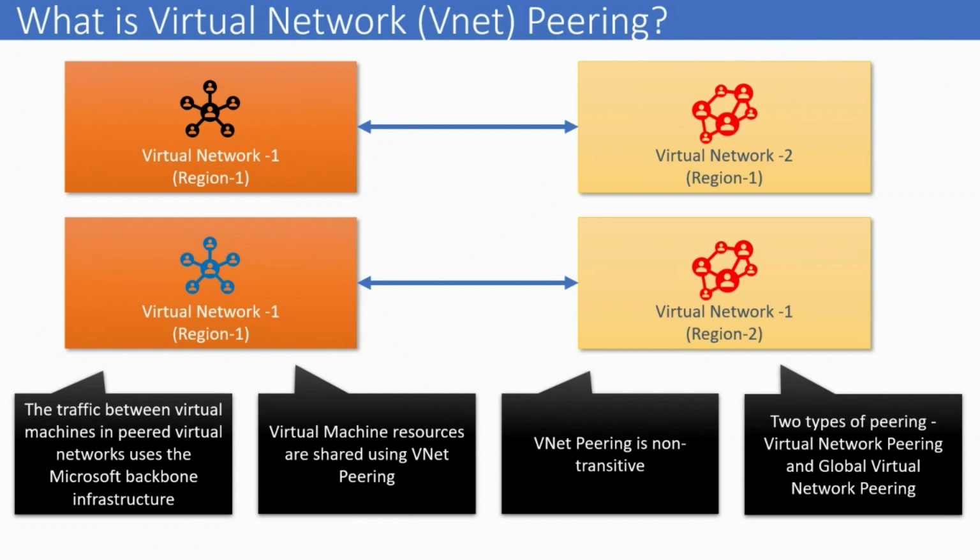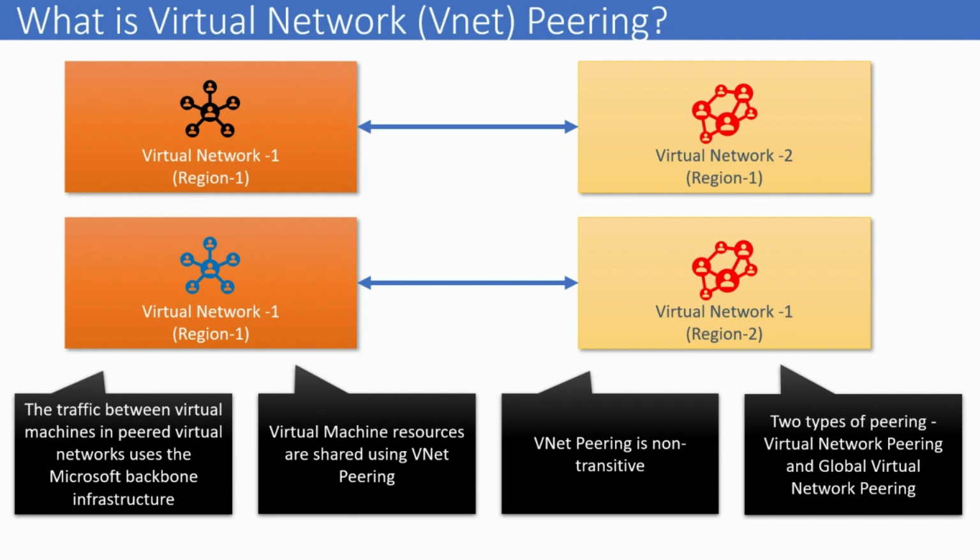If you see the diagram in this slide, at the top leftmost one we have two different virtual networks connected in the same region. The second diagram down below shows two different virtual networks connected in two different regions. VNet peering is a process of connecting two different networks, either in the same region or in different regions, so that they can share the resources within the virtual networks. The connectivity between the virtual networks is through Microsoft backbone connectivity.